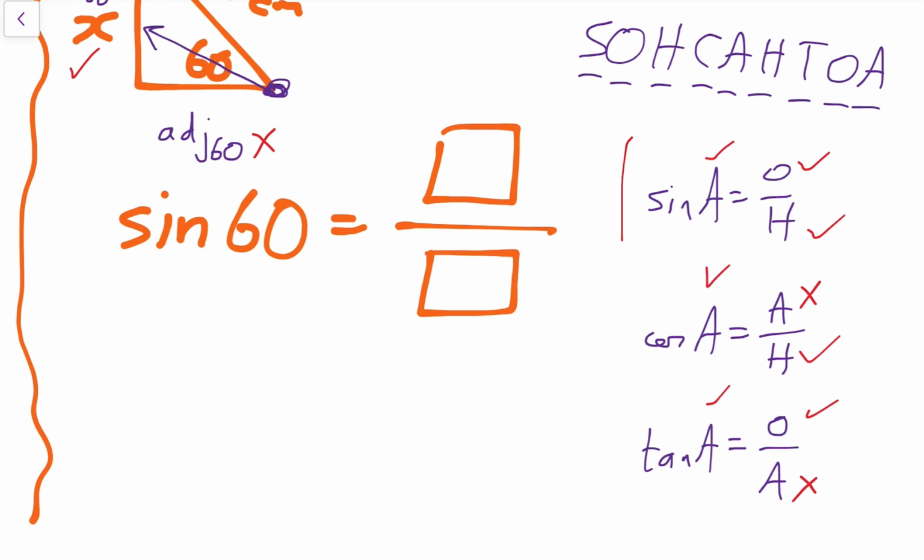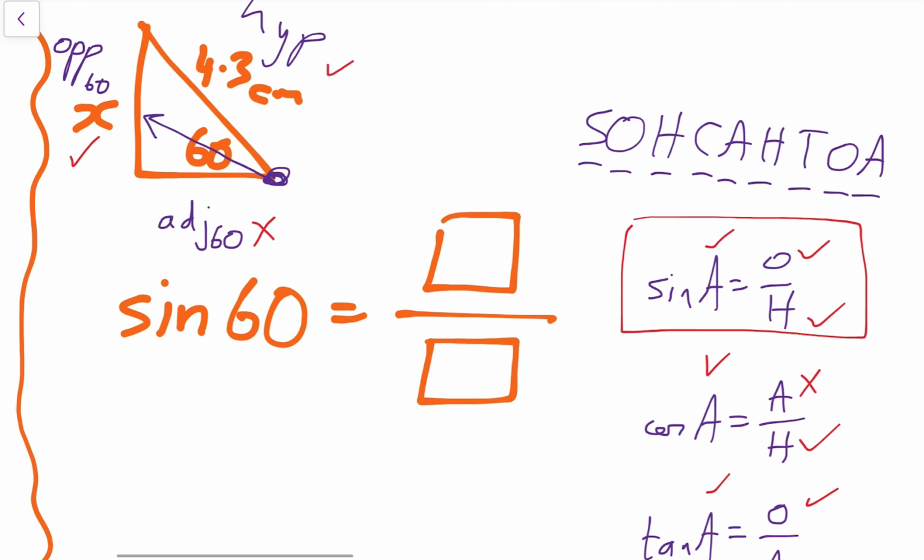So the formula that has all three parts is sine. Indeed, that's what they're asking us to do here. So we have all the bits we need. Maybe we didn't even need to do all our ticks, just running through that for practice. Okay, so our opposite anyway. We need the opposite, that's x, and we need the hypotenuse, which is 4.3.